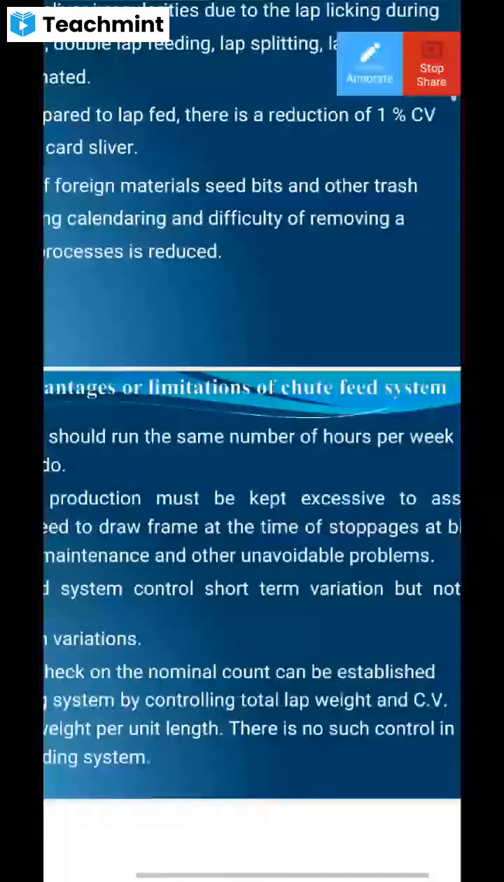So if the blow room line runs, the carding runs simultaneously. Otherwise, it is very difficult. In the lap feeding system, the blow room and carding run separately. There is no connectivity between the blow room and carding. We feed the lap material manually into the carding machine. Here, the chute feeding or block feeding is interconnected with the blow room machinery and carding machinery.